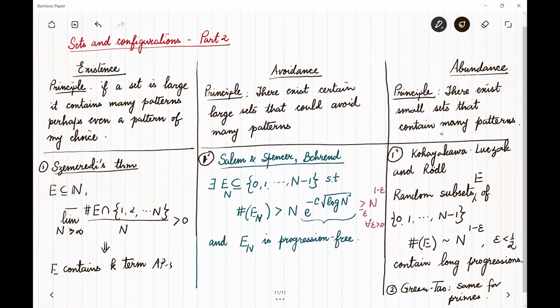It has density 0 and asymptotically like 1 over log n, and it contains arbitrarily long progressions. So these are some examples of small sets which are still rich in patterns.